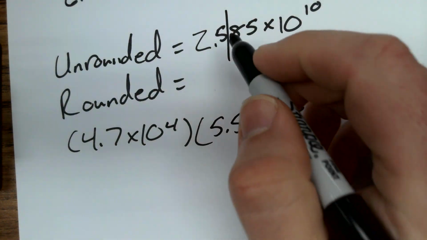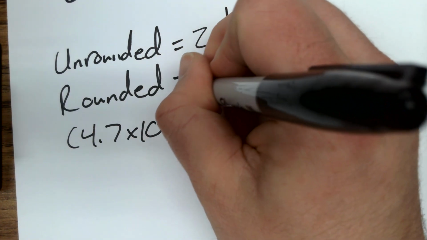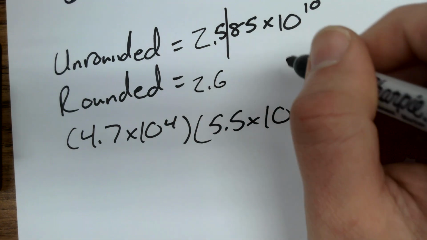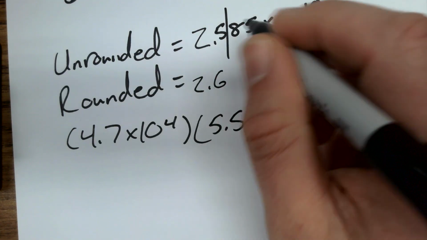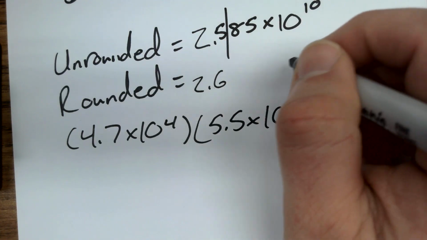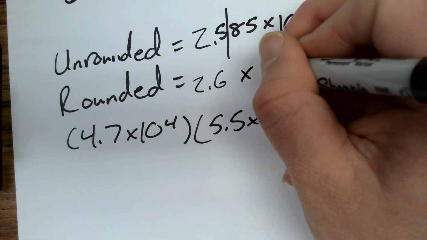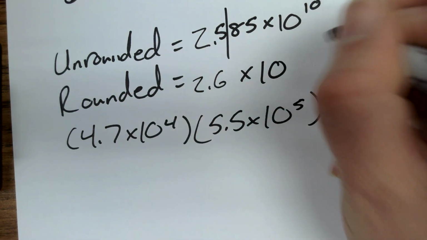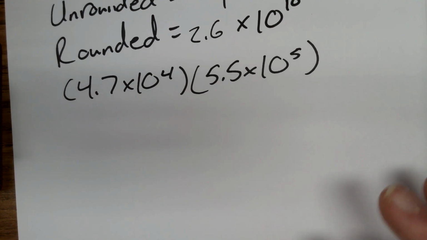The 8 is big enough to push my 5 to a 6, right? Do I put any zeros behind my rounding line? No, because I'm already in decimals. If I add zeros here, I make them significant. Times 10 to the power of 10. That's it.